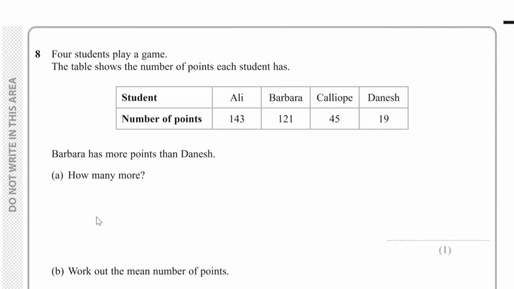Question number 8. 4 students play a game. The table shows the number of points each student has. Barbara has more points than Danish. How many more? Well, if we work out the difference between the 121 and the 19, 121 subtract 19, that's equal to 102.